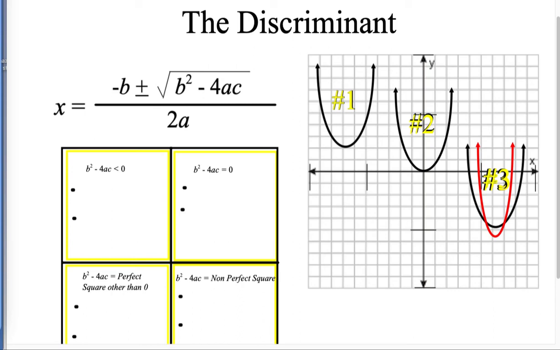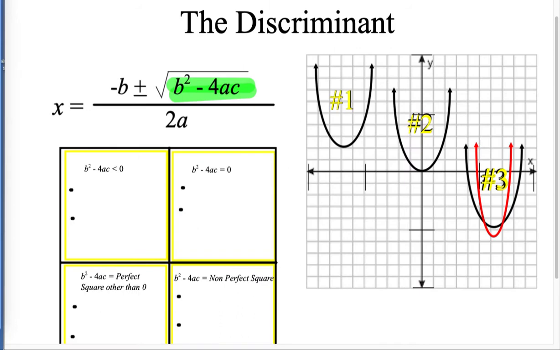So today we're going to talk about the discriminant. And the discriminant happens to be what is underneath the radical. It's the b squared minus 4ac. So back in the day, when I didn't have a calculator, we relied on the discriminant to give us some clues about our parabola as we went about graphing it. So let's just jump into what it means.